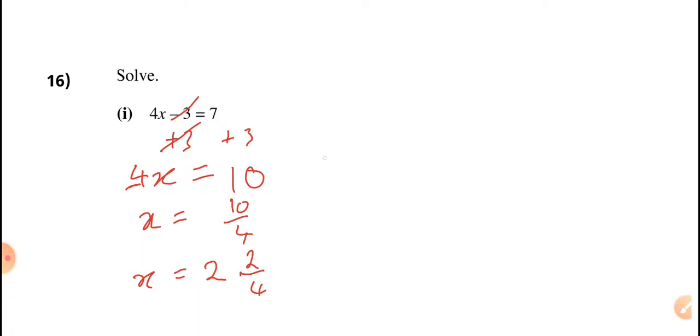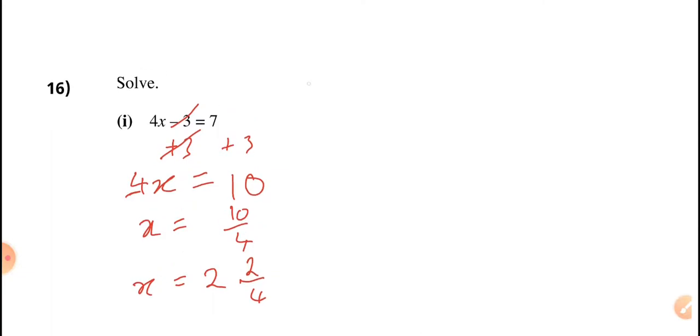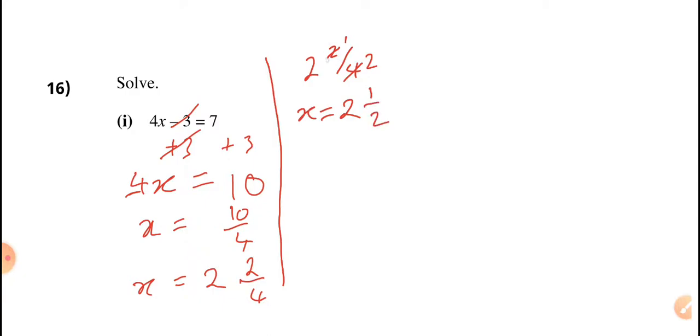Now remember, the 2 2/4 can be cancelled down. They can both be divided by 2 and written as a half. So x is actually 2.5. All we did was divide the top and the bottom by 2. So 2 divided by 2 is 1 and 4 divided by 2 is 2. So the answer is x is 2.5.